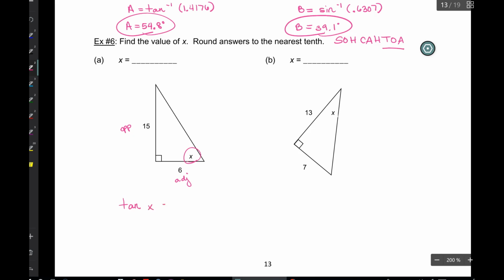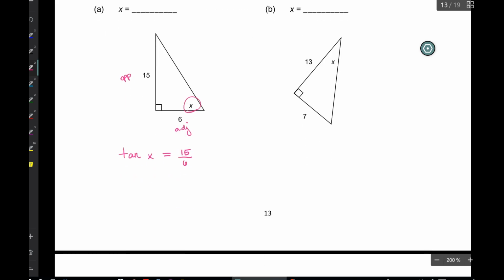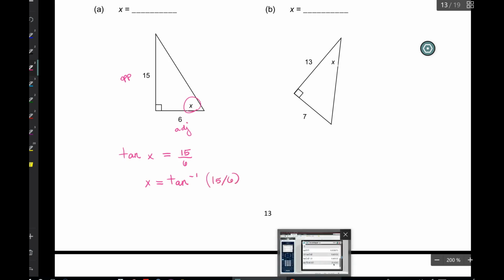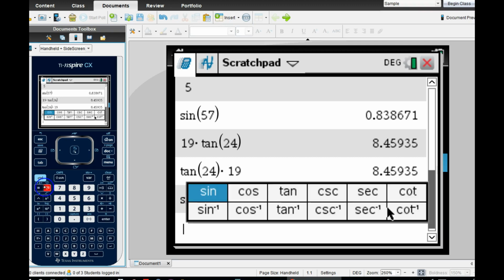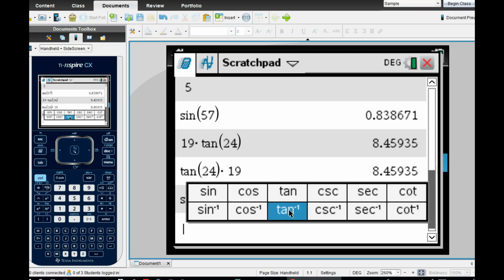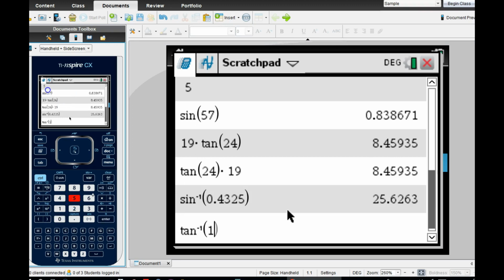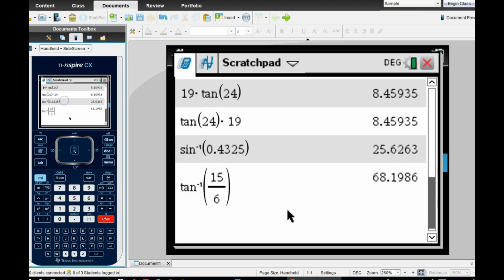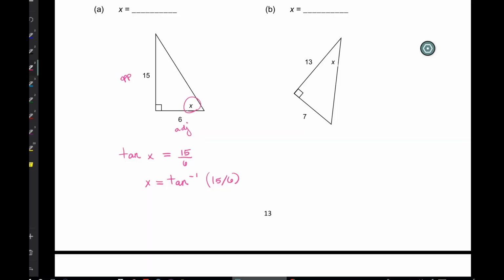Well, the angle is what I'm looking for, so I'm going to put tangent of x equals OA, so opposite over adjacent. Now that can be reduced, but I honestly wouldn't worry about doing that. I would just go right to x is equal to the tangent inverse of 15/6. So tangent inverse of 15 divided by 6, press enter, and we get 68.2. So that's 68.2 degrees.